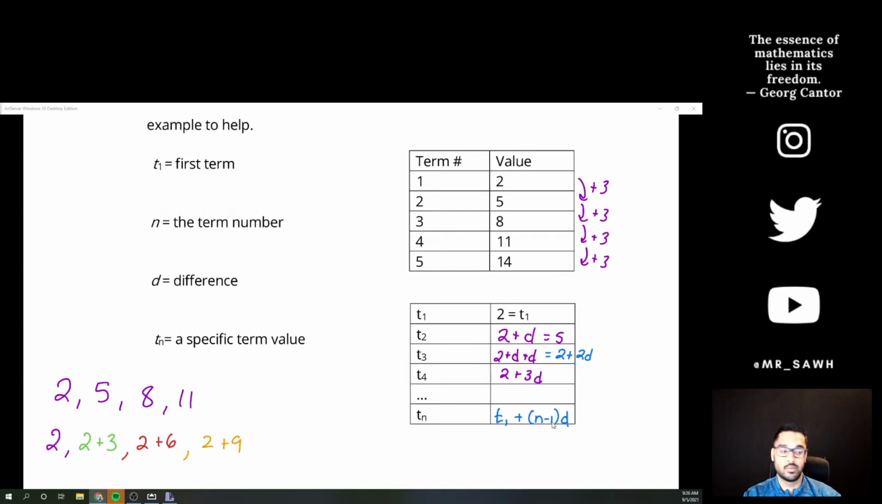In other words, n minus 1. That formula right there will allow us to calculate literally any term number in any arithmetic sequence. As long as I'm adding a constant to get to the next one, this will work. Okay, that's what it's trying to tell me.